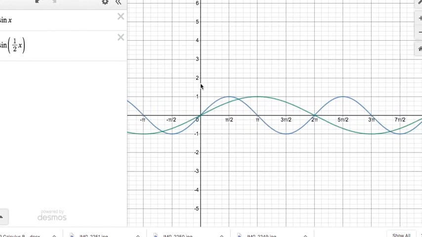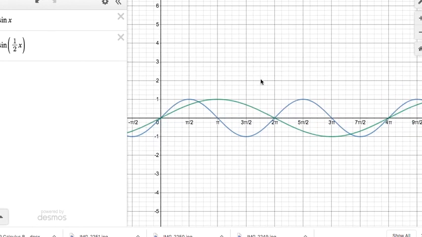And so when we look at this graph here now, the blue graph goes through one cycle by the time we get to 2 pi. That's our original sine function. That means the green graph is going to take twice as long. Follow that green graph along. It's going to take till 4 pi before that green graph gets back to its original starting point. And so now, instead of having 2 pi as its period, now we have 4 pi as its period.